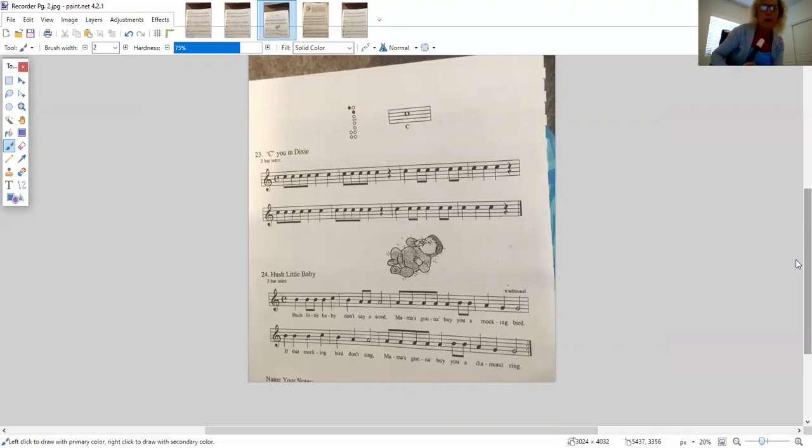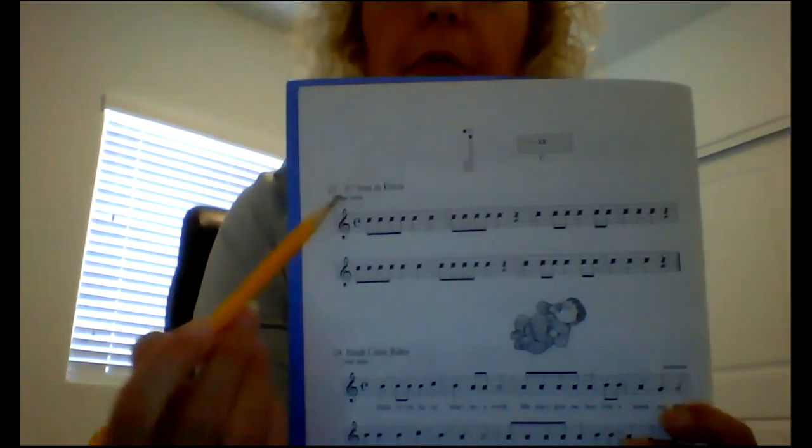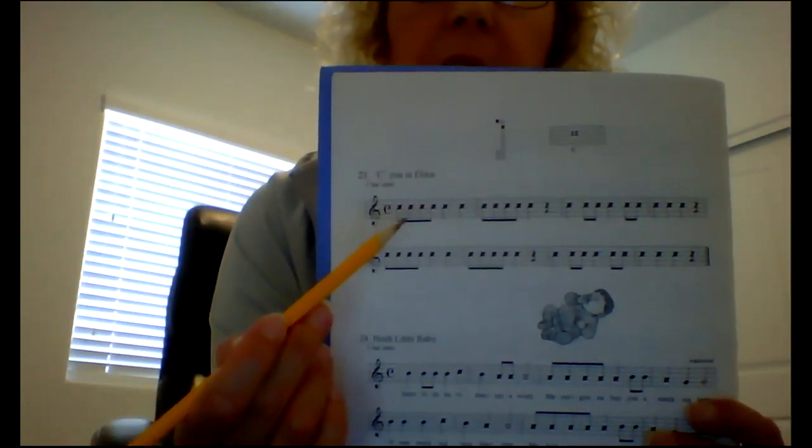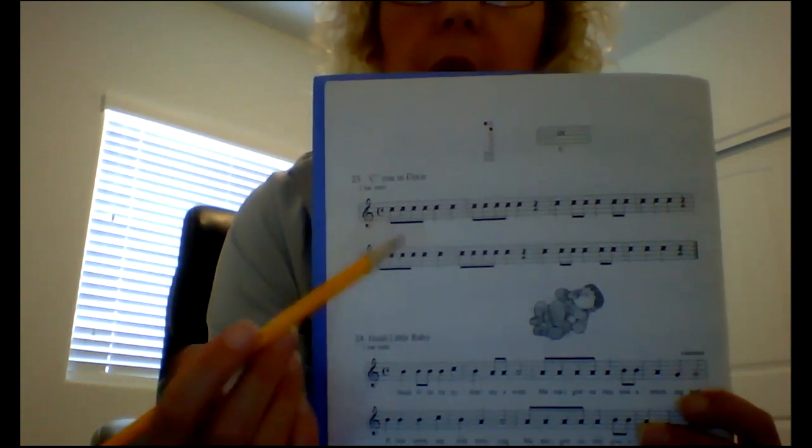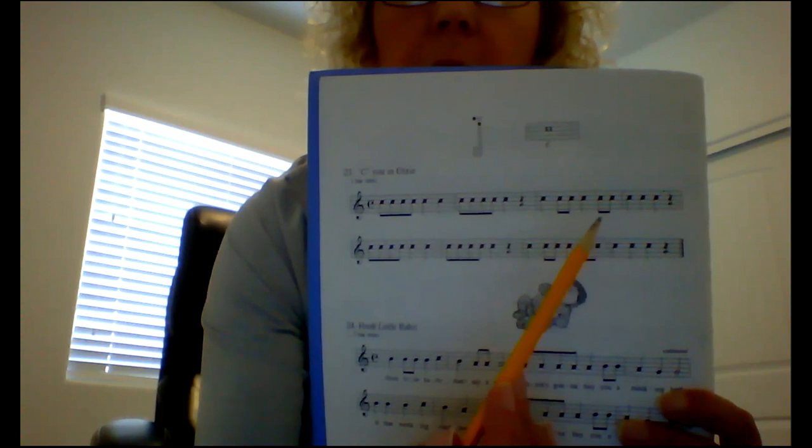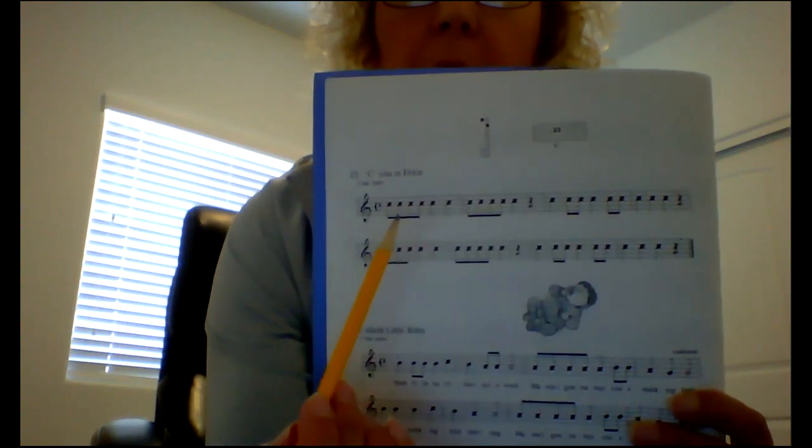And this first song, number 23, says, "See You in Dixie." That's just being a little silly title. If you notice, every single note you're playing is on that C. And that's just to get your fingers used to playing that note, okay? Now, we have some fun stuff in this. As you can see, we have some eighth notes that are connected in sets of 4. Usually we see them in sets of 2 and we know them as TTs, but now we're connecting them in sets of 4. They're still TTs, okay?